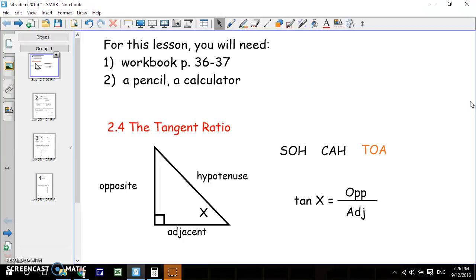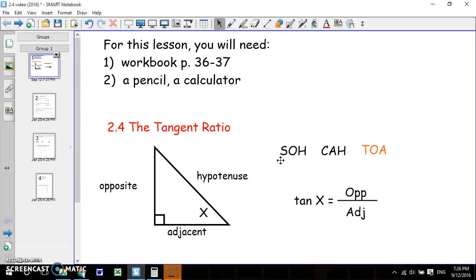Before we look at any examples, let's recall in a right triangle with a fixed angle x, you can label the three sides in the right triangle as the longest side, hypotenuse, the opposite side standing across from angle x, and the adjacent side next to angle x. You may also recall that you can relate that to SOHCAHTOA.